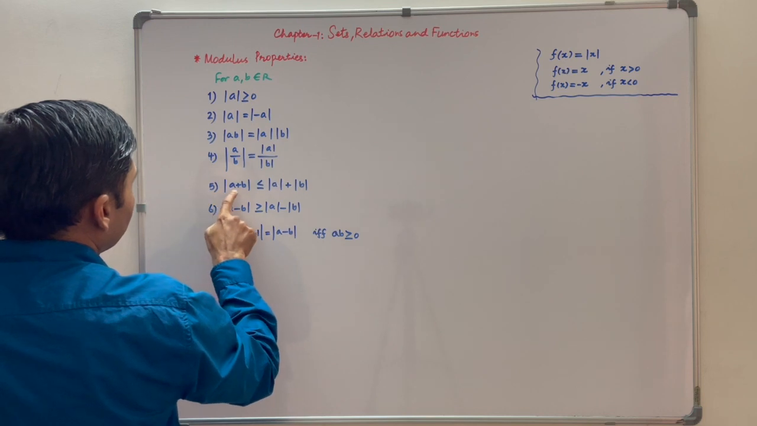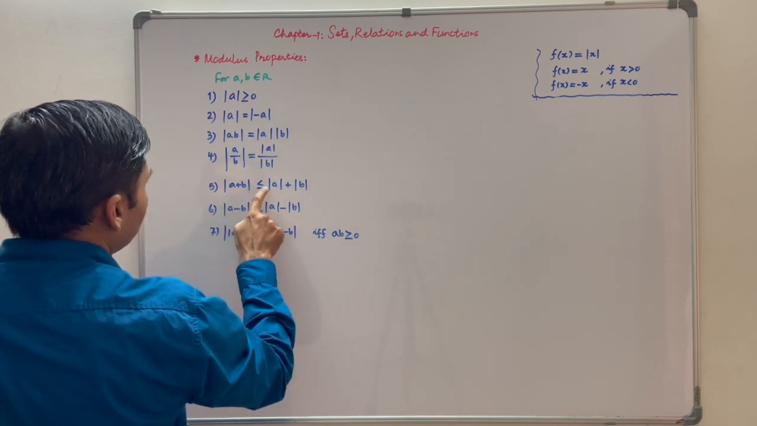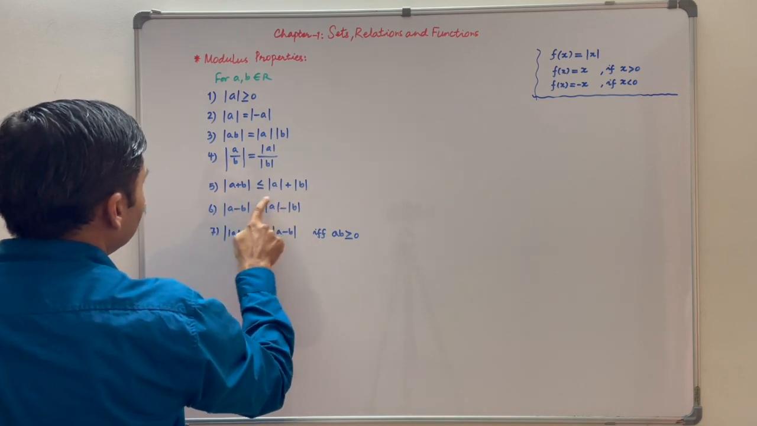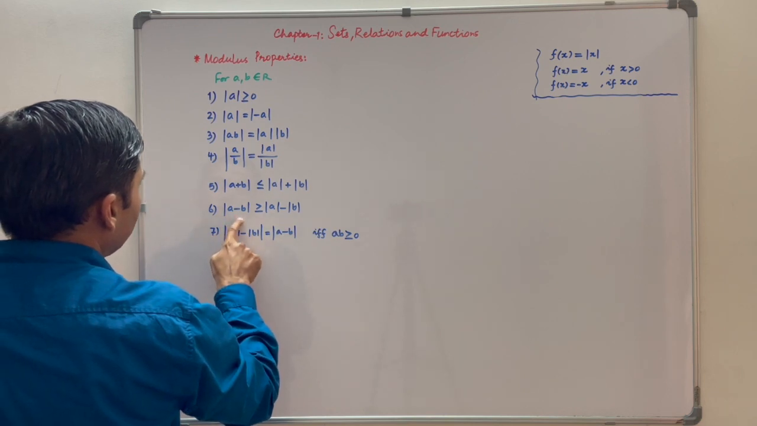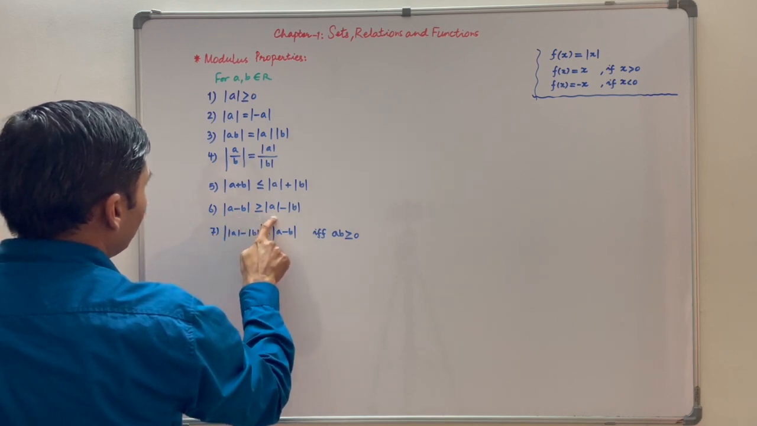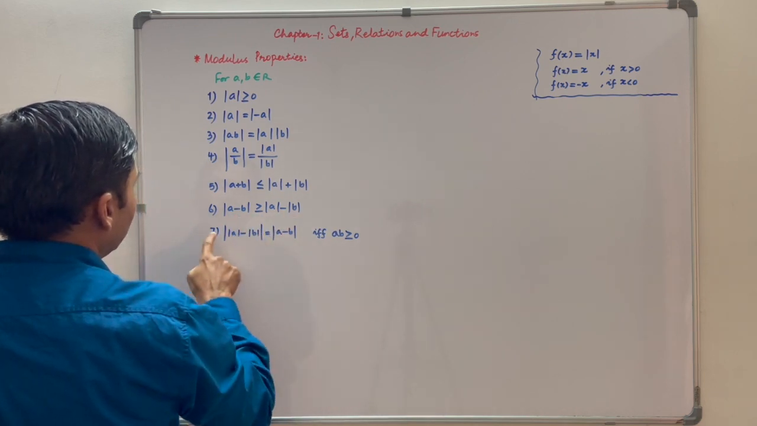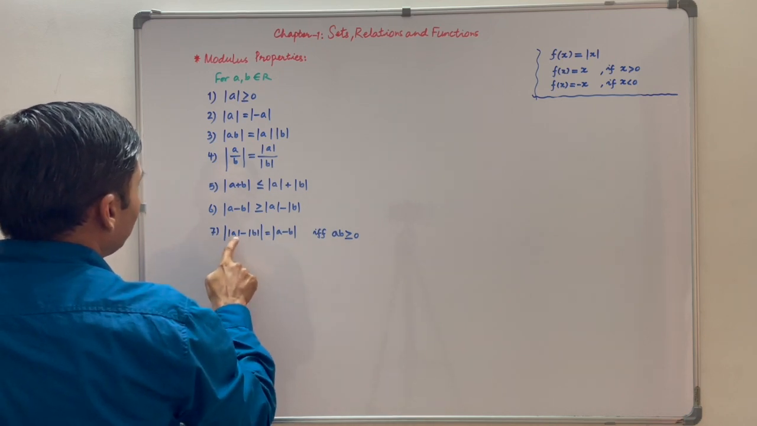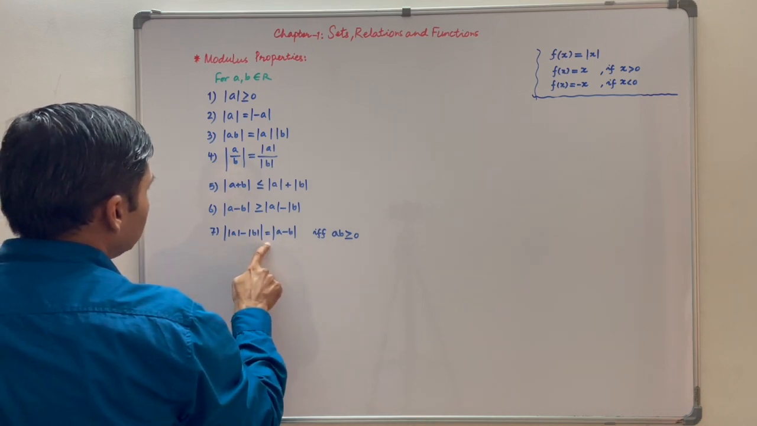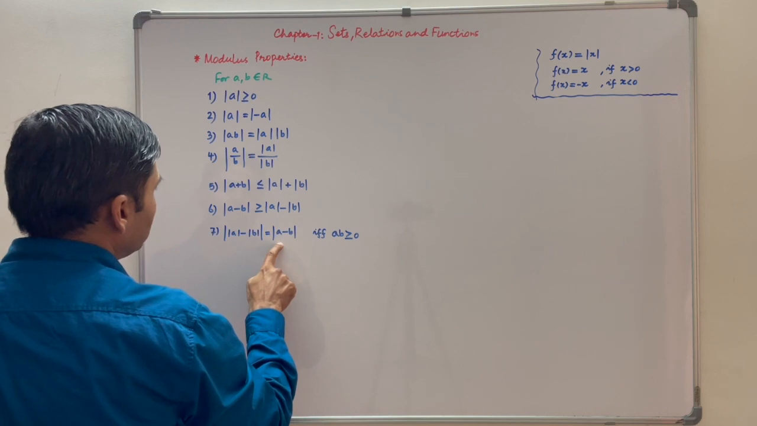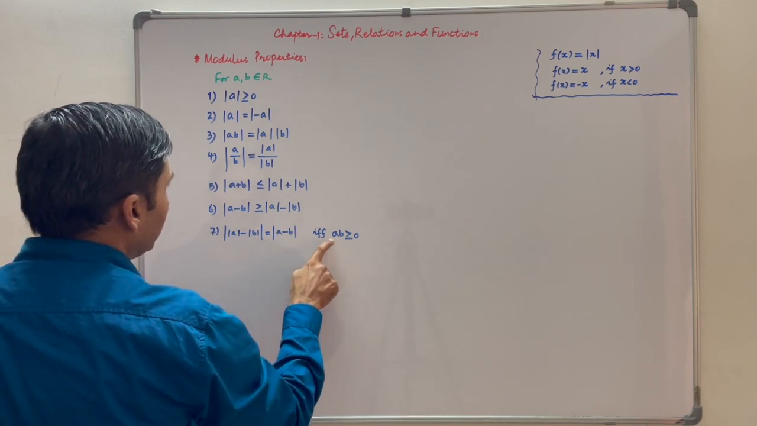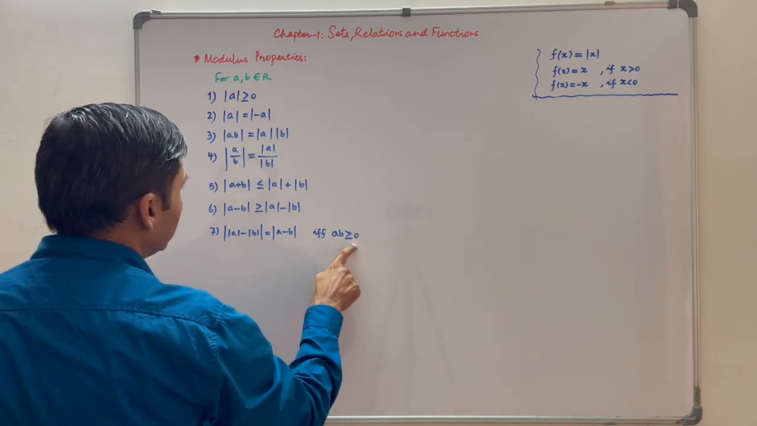Fifth property, mod of (A plus B) is less than or equal to mod A plus mod B. Sixth property, mod of (A minus B) is greater than or equal to mod A minus mod B. Last property, mod of (mod A minus mod B) is equal to mod of (A minus B) if and only if AB is greater than or equal to 0.